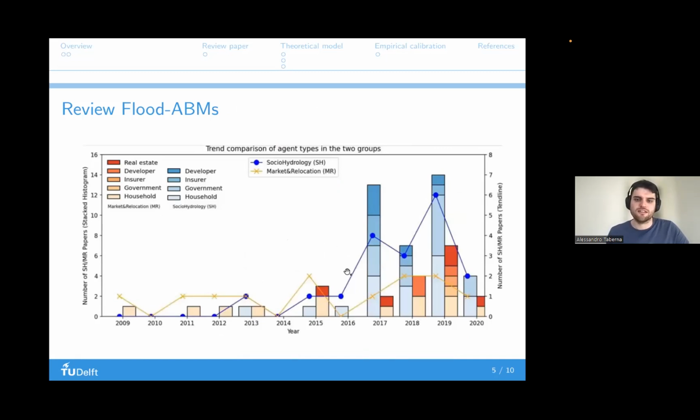You can see, for instance, here we divided them into categories, but in general, these are all agent-based models that study flood risk, and you can see there is a clear upward trend, and especially you can see that they have started to include more actors, from households to including government, insurers, developers, and so on. And of course, these actors bring different actions, learning, interaction, and so on.